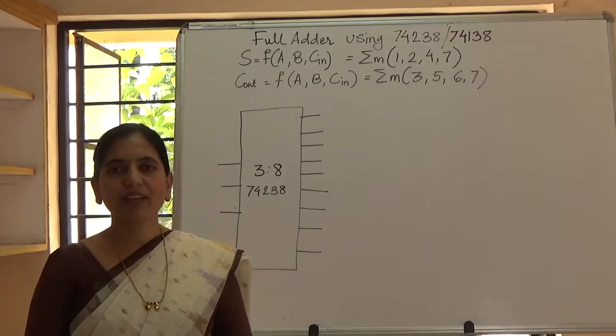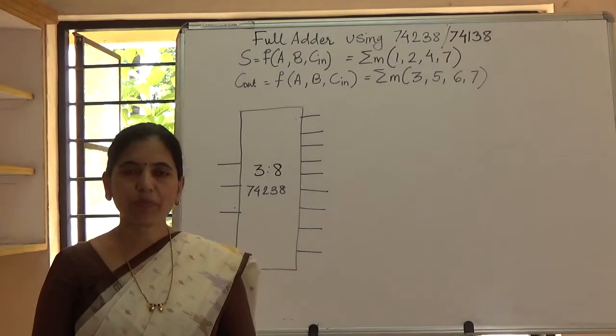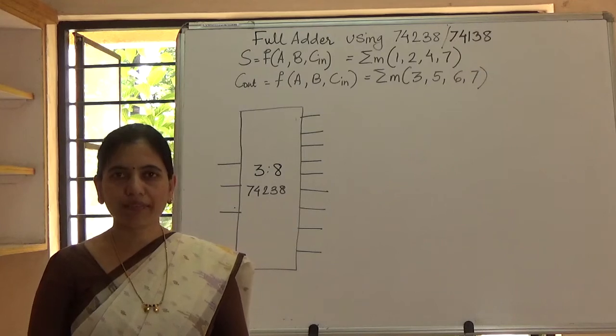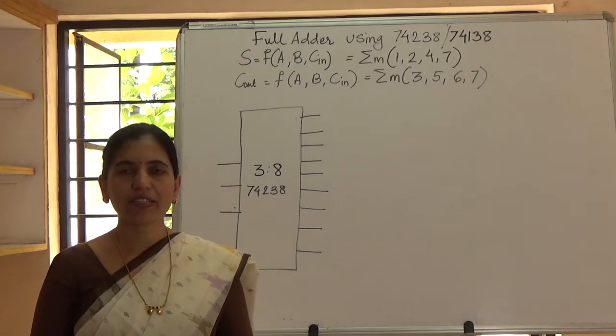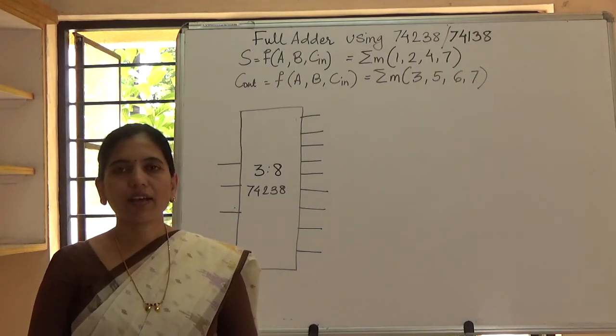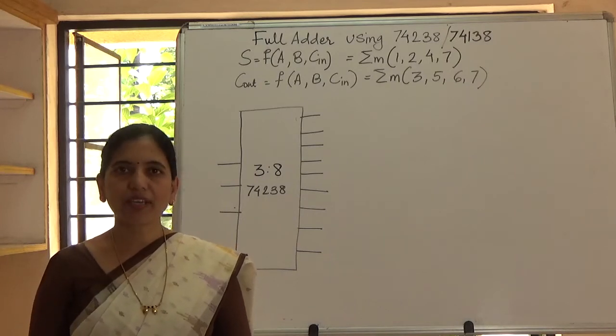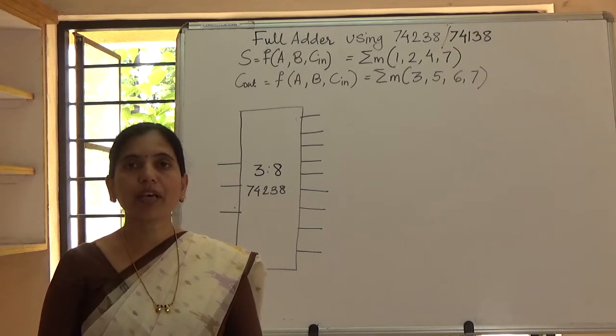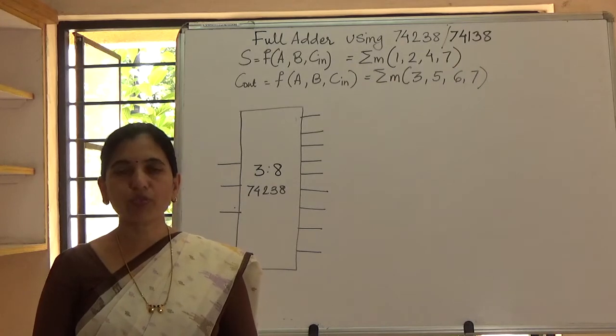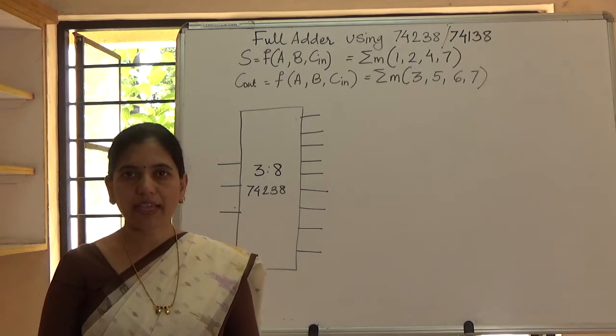Welcome back, students. Now we will learn how to implement a full adder using 74238 as well as 74138. A full adder is a combinational circuit which adds 3 bits and generates 2 outputs. One is the sum and the other is the carry.